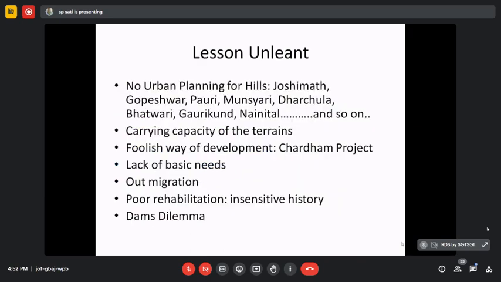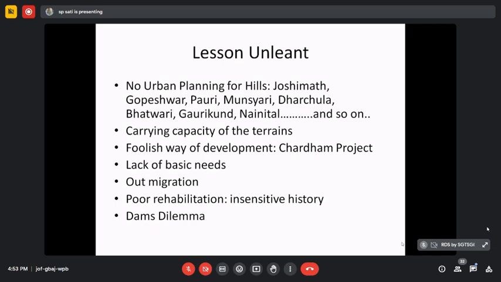Now what are those lessons which we have not learned? Actually, we have seen the fate of Joshimath, and many more townships are yet to face the same situation sooner or later. That is Gopeshwar, Pauri, Munsiari, Dharchula, Bhatwadi, Gaurikund, Nainital. So many townships are under the threat of severe landslides and subsidence. The carrying capacity of the terrains is not being considered. There should be some methodology to assess the carrying capacity of the settlements and of the terrains, and a number should be fixed, because otherwise this uncontrolled development will cause big damage in the near future.